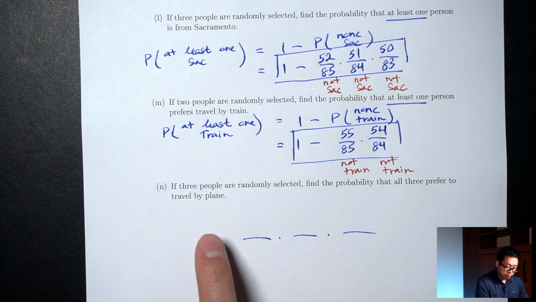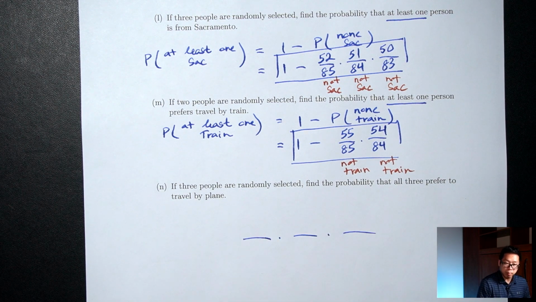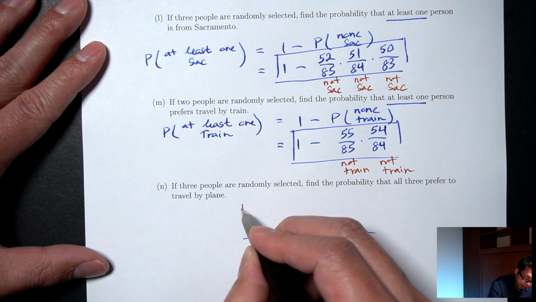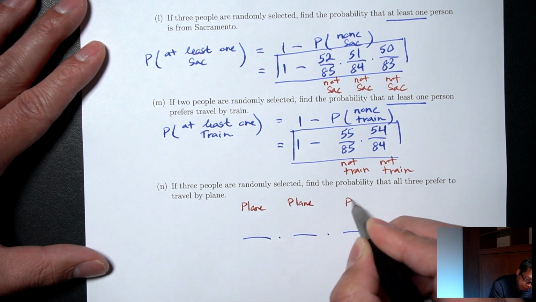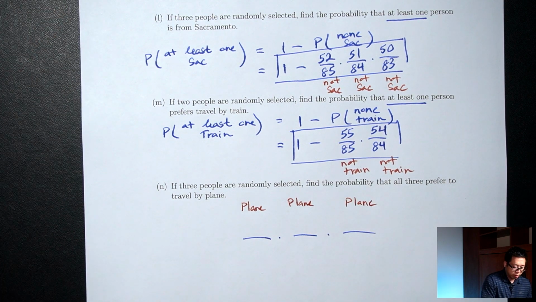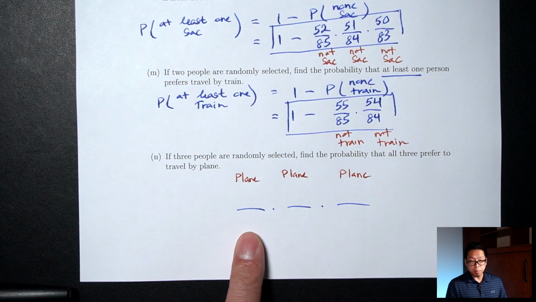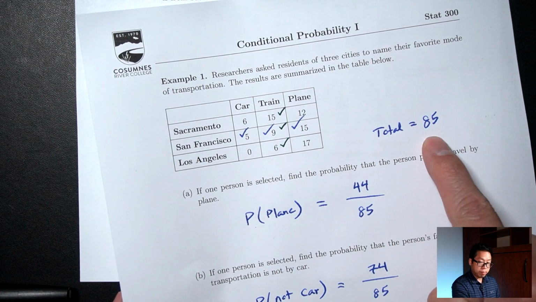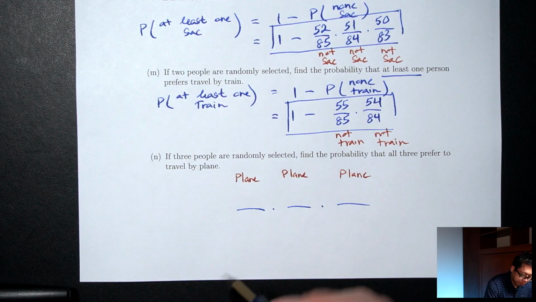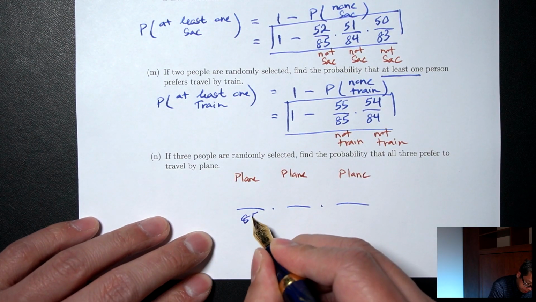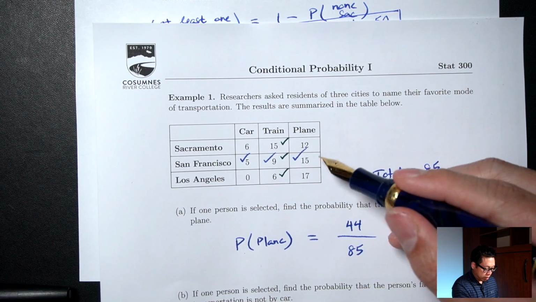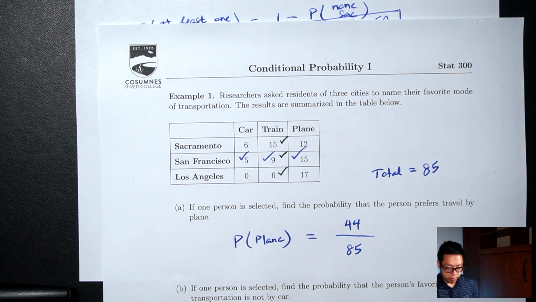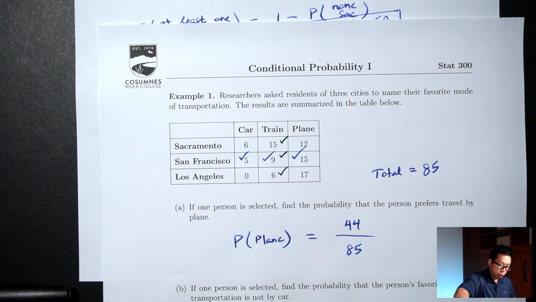3 fractions, I want all 3 to prefer travel by plane. So I want all 3 to be plane, plane, plane. First fraction, the bottom is going to be the total, 85. Up top, how many like plane? 12, 15, 17. So 12 plus 15 plus 17, that's 44.